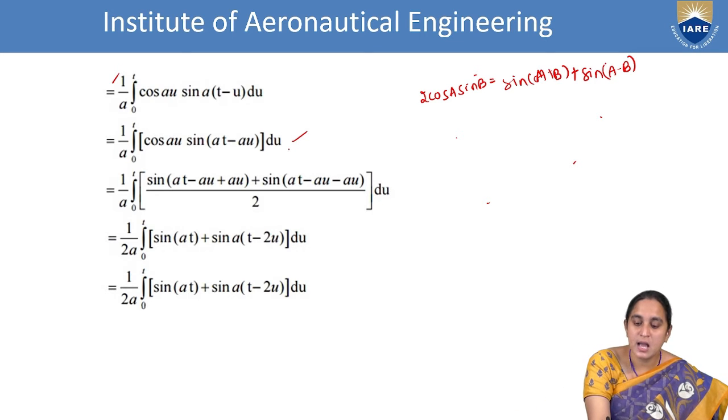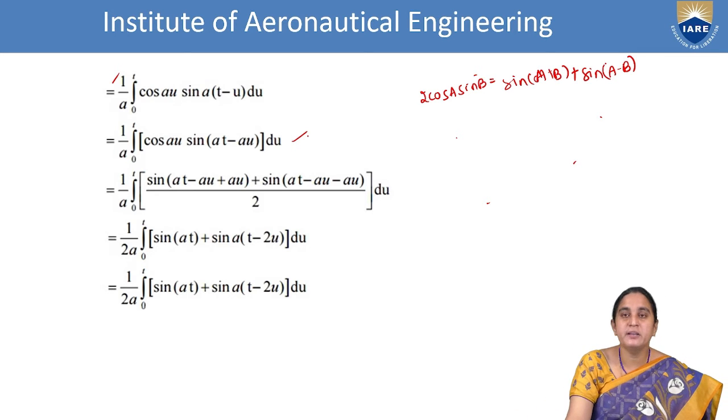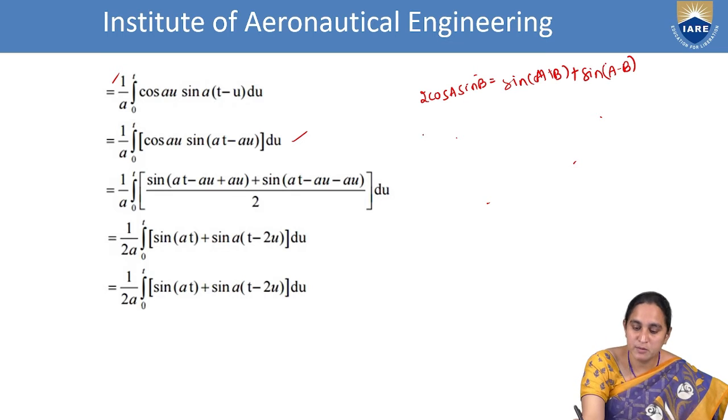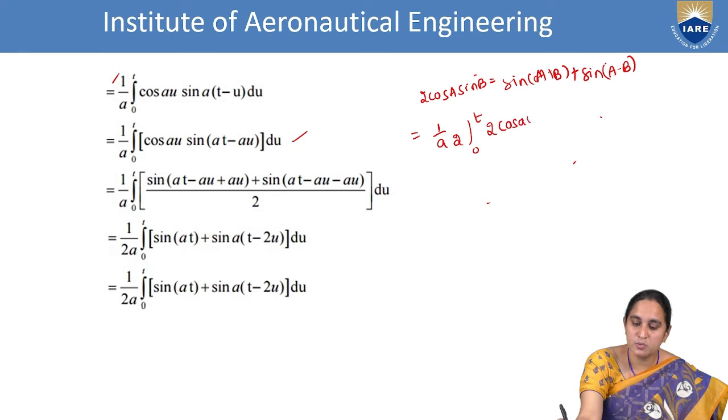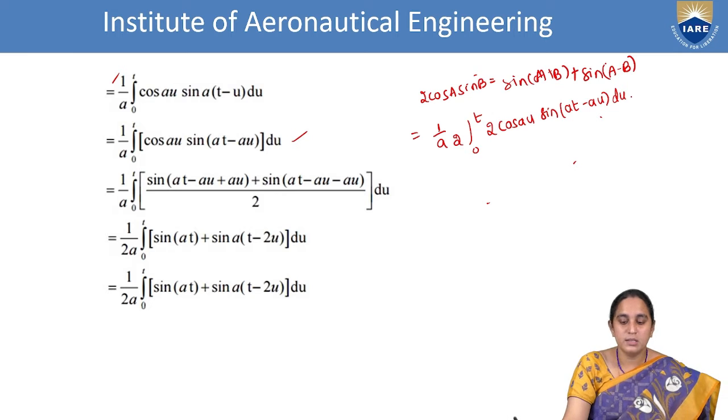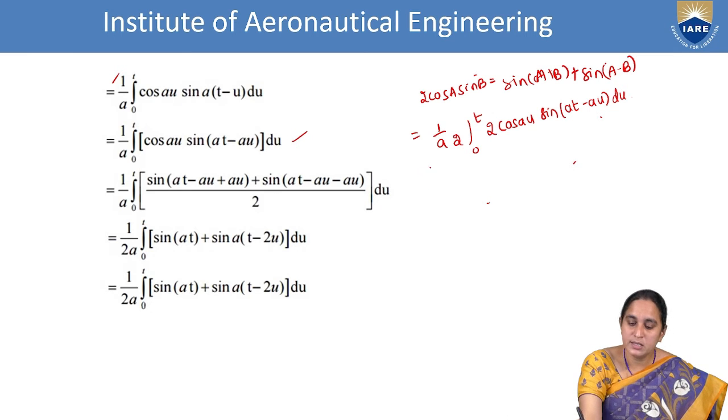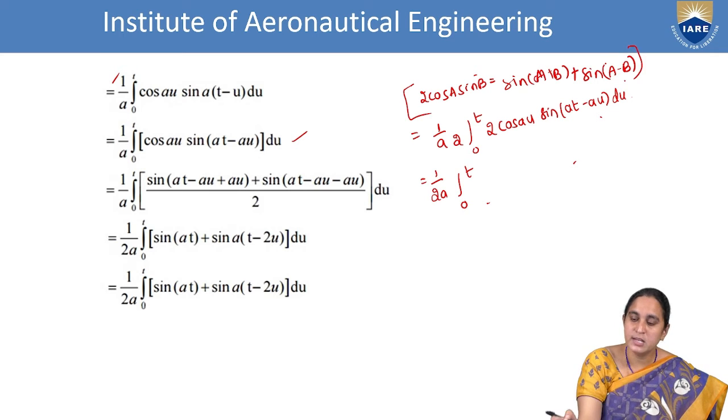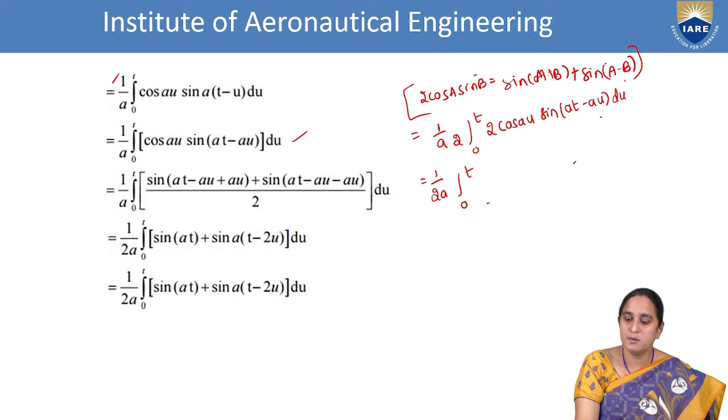That means from the above step I'll multiply and divide with 2. Here 2 integral 0 to t 2 cos au sin at minus au du. That is 1 by 2a into integral 0 to t, and the formula is sin a plus b plus sin a minus b.